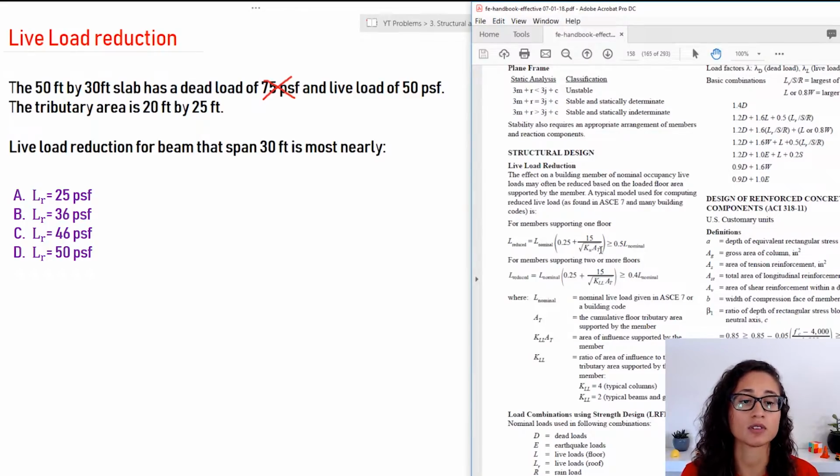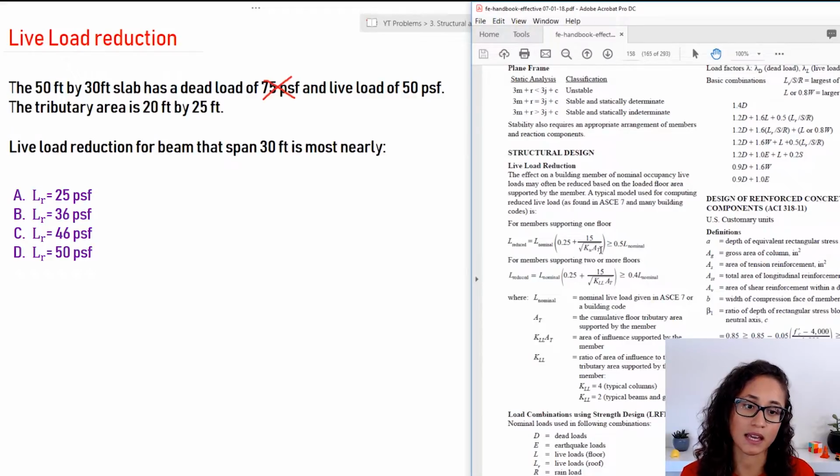Another thing I would like to talk about is the A. That's the area, but it's the tributary area, meaning just the area that's going to be carried by that member. Usually in the FE exam, they give you that. You don't have to really find the tributary area. If you want to know how we calculate the tributary area, given a dimension for a slab, let me know in the comments below, and I'll make you a video on that.